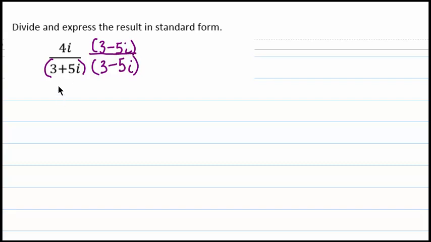Distribute, so I get 12i minus 20i squared divided by 3 times 3 is 9. Then this is that special product where my middle terms subtract out. I would have a -15i and a +15i, but those subtract out, and then I have minus 25i squared.